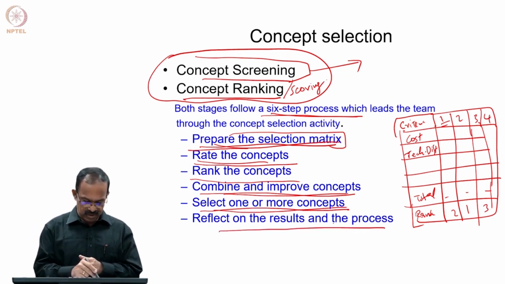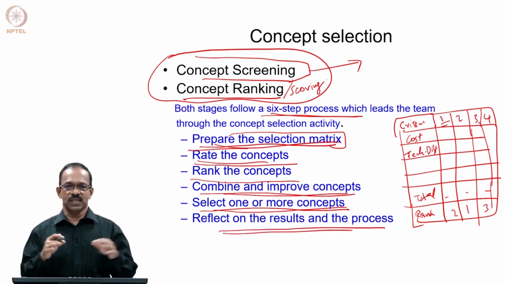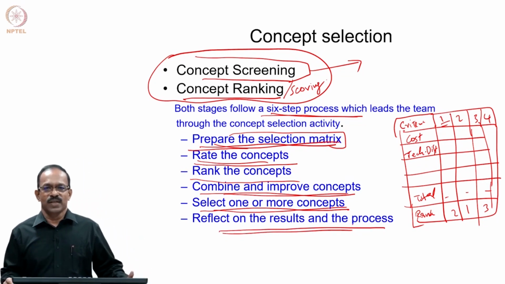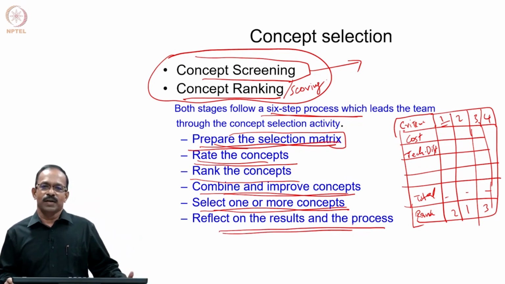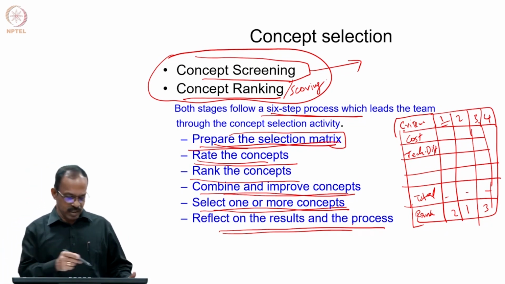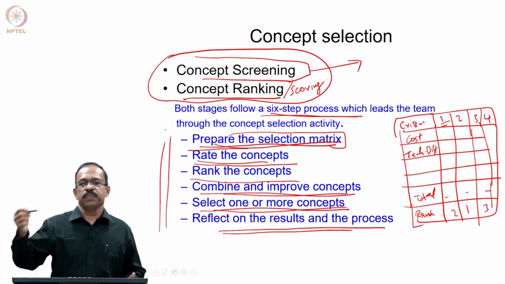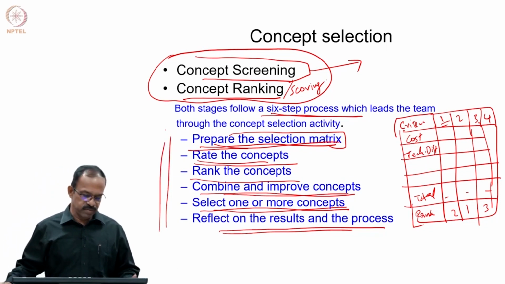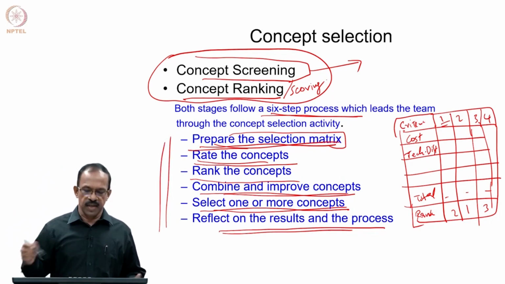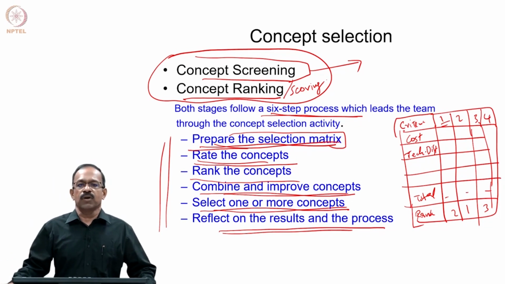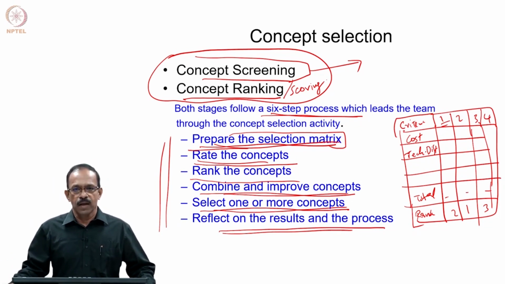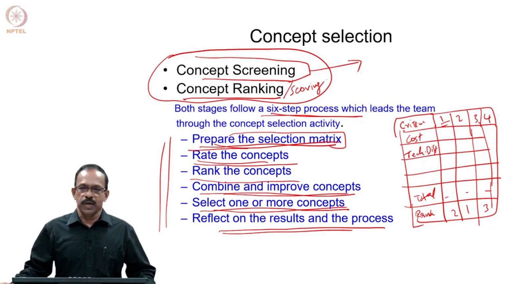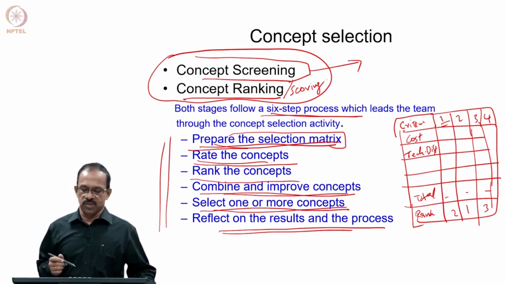Then reflect on the results and the process, look at the whole process and see whether anything is missing or whether you made a wrong assumption. Looking at all those things, you will be able to get the final selection of the concept. So, this is the process that we follow in both the screening and ranking of concepts. I hope you understood this. This is the way we proceed with the process.